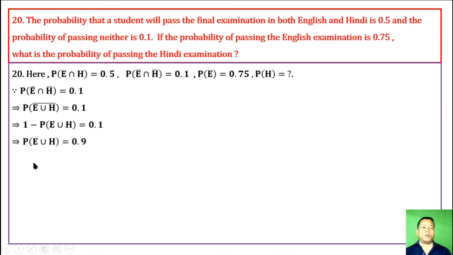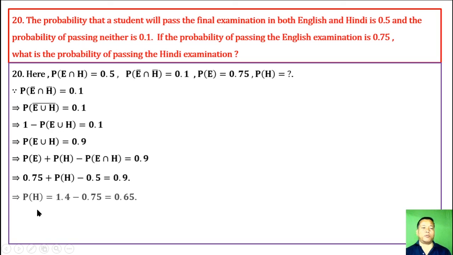Solving this and expanding the left hand side, and giving their respective values, only one unknown is left, that is P of I. Solving for P of I, we get 0.65. Therefore, the probability of passing the Hindi examination is 0.65.